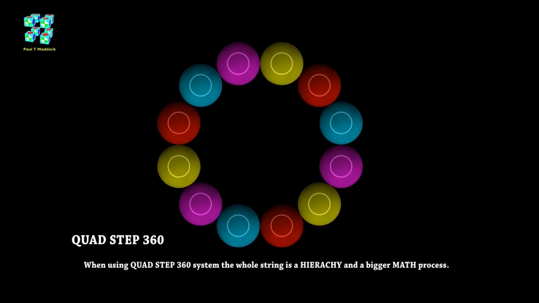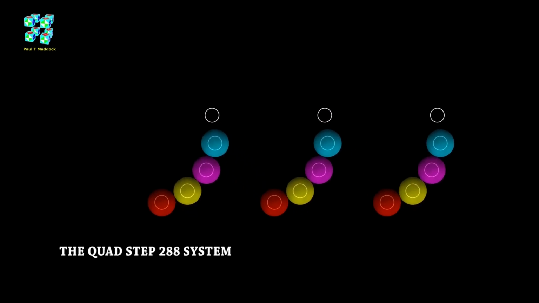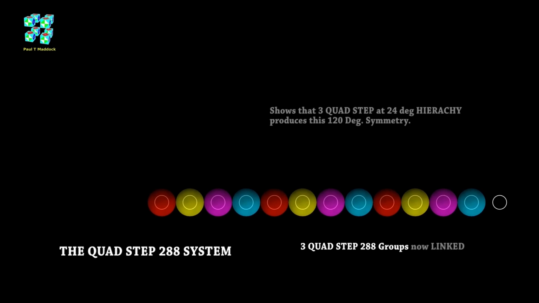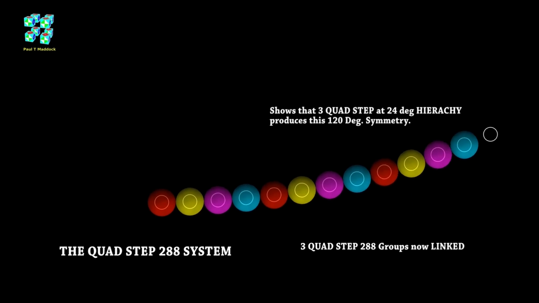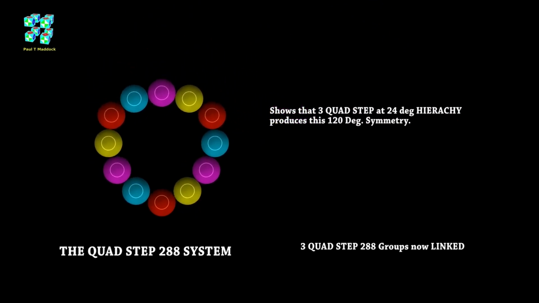So let's take a look at it. Now in front I'm showing you a string of 12 balls and an extra helper ring in front. Now watch when I animate this string of 12 balls. Now you can see that the arcs are split into 3 groups. Now let's take it back to the string again and link the 3 groups together in a hierarchy. So now look what we've got. Now we have the first 120-degree configuration using Quad Step 288.